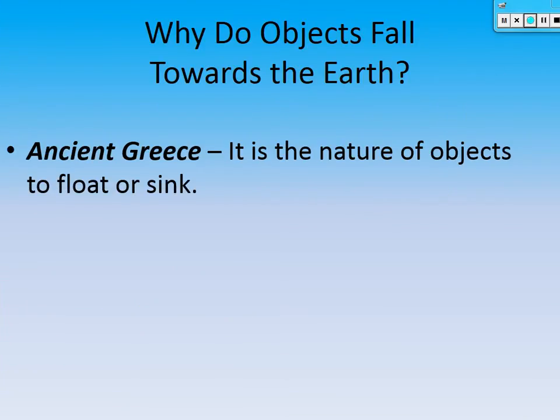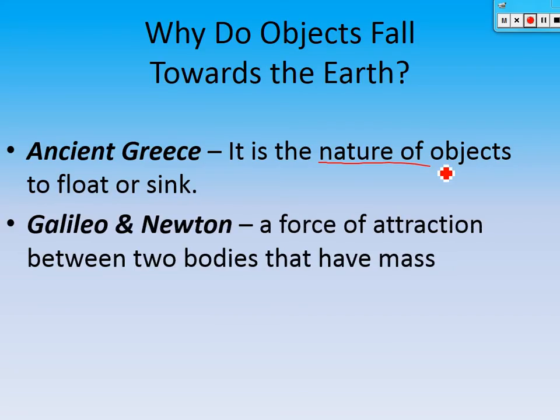Okay, so let's start with why do objects fall toward the Earth? Well, the ancient Greeks thought it was just the nature of things to either float or to sink. And we know if you drop your pen, it's going to sink, right? But what about a helium balloon? It floats. They said it was just their nature to do that. It didn't really delve any further than that. And so that's what we thought at that time until Galileo and Isaac Newton later on.